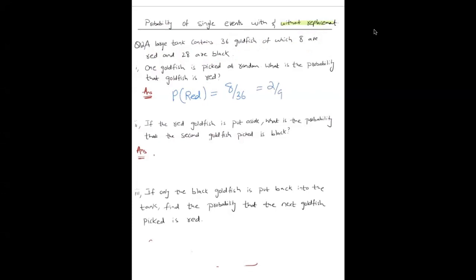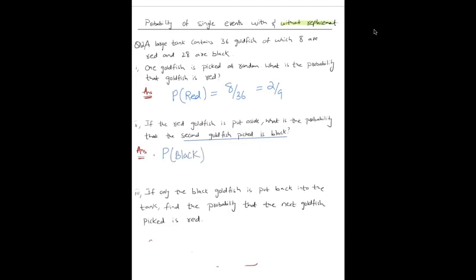Now the second part says, if the red goldfish is put aside. Okay, now imagine this. If you have 36 goldfish, out of which you picked up one randomly, you're not looking at the color and picking it up. You pick it up randomly and it turned out to be red and you kept it aside. So how many goldfish are remaining in the tank right now? 35. Out of those 35, what is the probability that the second goldfish that you are going to pick is going to be a black goldfish?